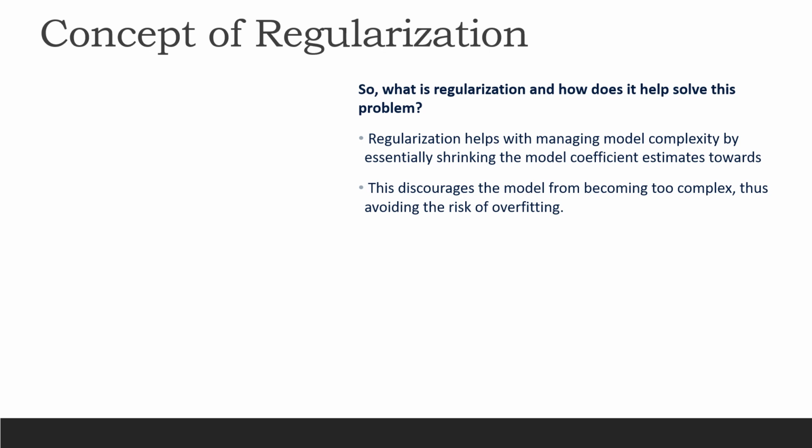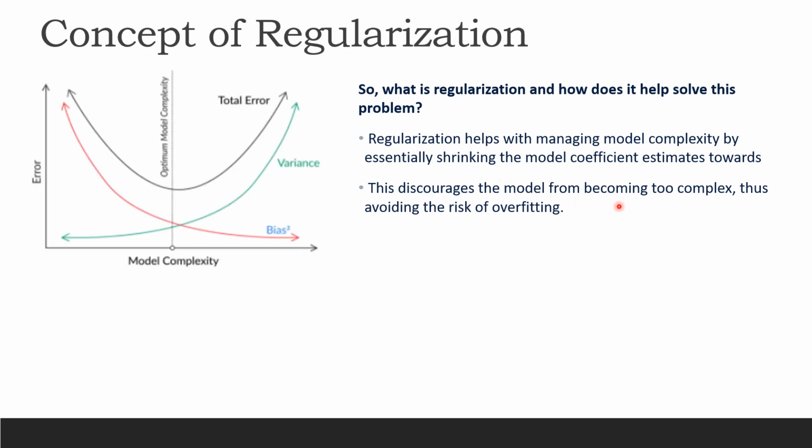So now what is regularization and how does it help this problem of overfitting and underfitting? In the previous slide we saw that regularization is introduction of a penalty term in the RSS, in the cost function. It penalizes the model for having a large number of features, and thus it discourages the model from becoming too complex. So this is what we were talking about, bias and variance.